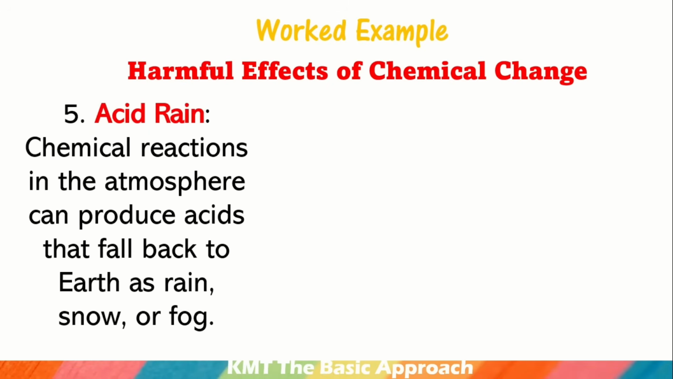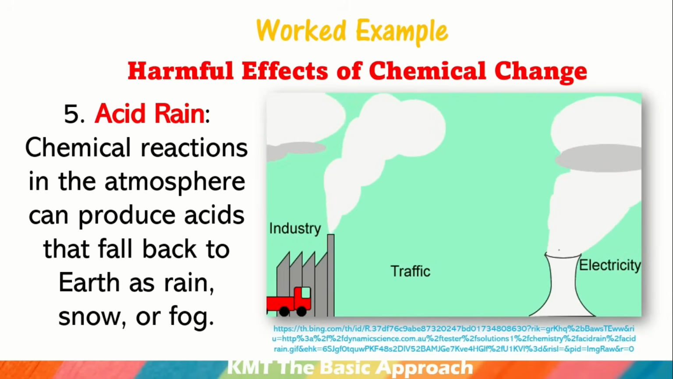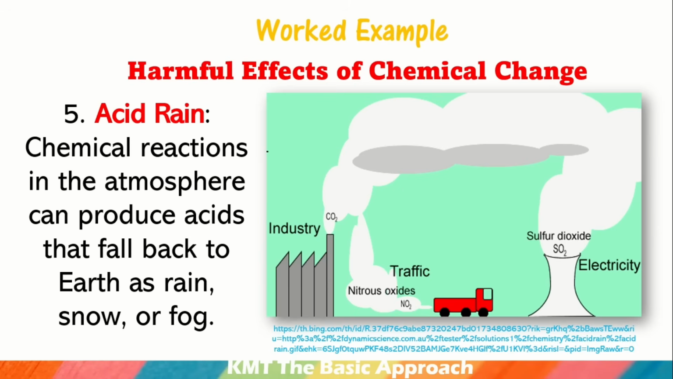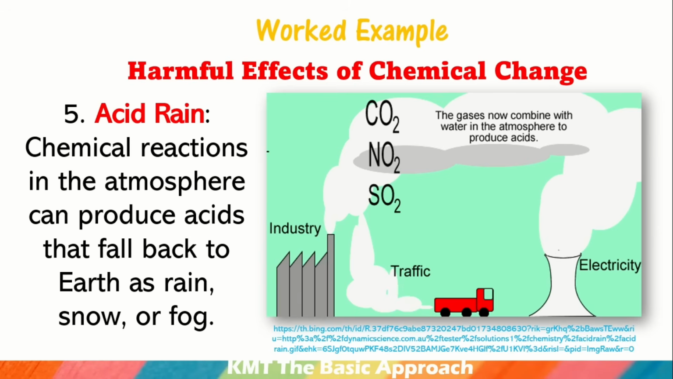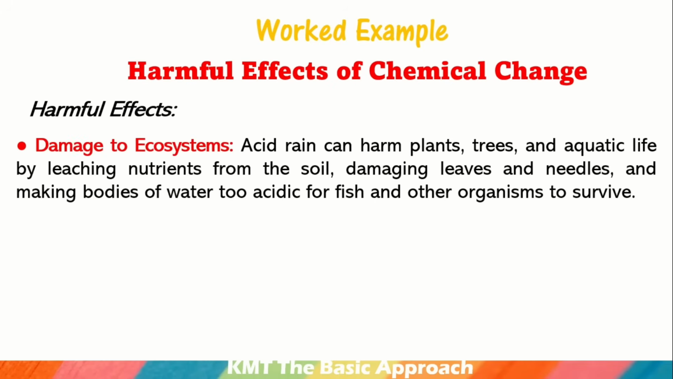Number 5. Acid rain. Chemical reactions in the atmosphere can produce acids that fall back to Earth as rain, snow, or fog. Harmful effects. Damage to ecosystems. Acid rain can harm plants, trees, and aquatic life by leaching nutrients from the soil, damaging leaves and needles, and making bodies of water too acidic for fish and other organisms to survive.